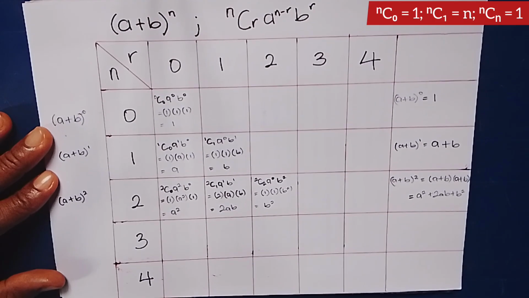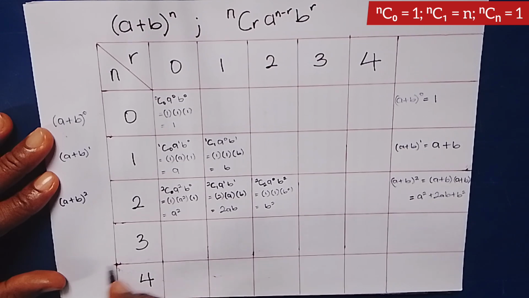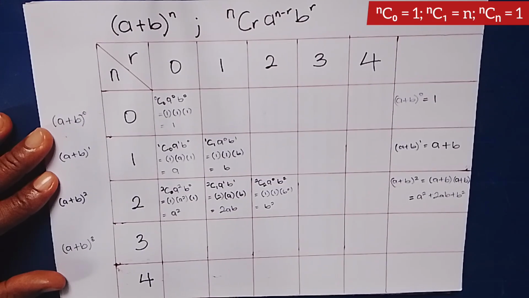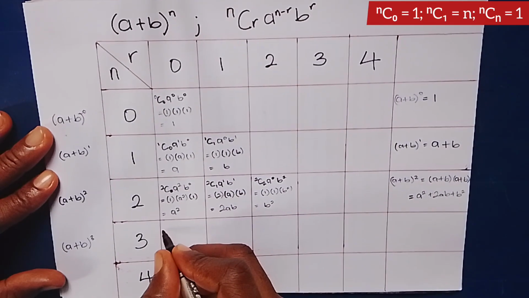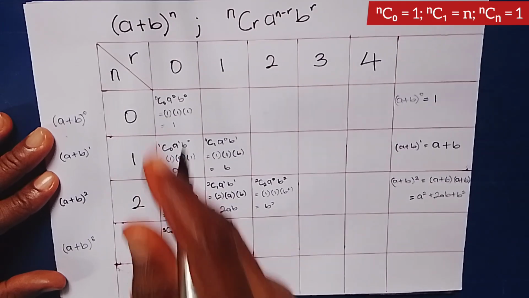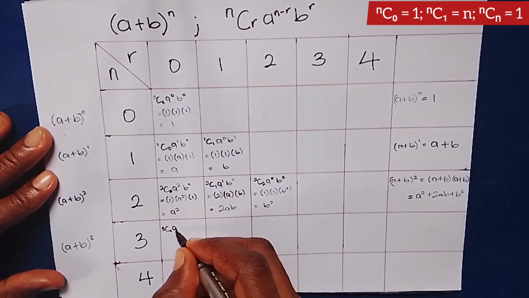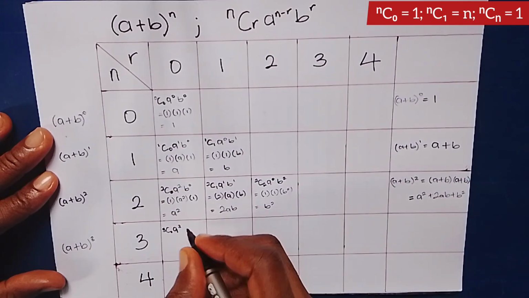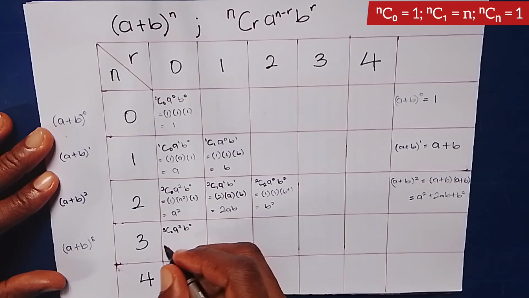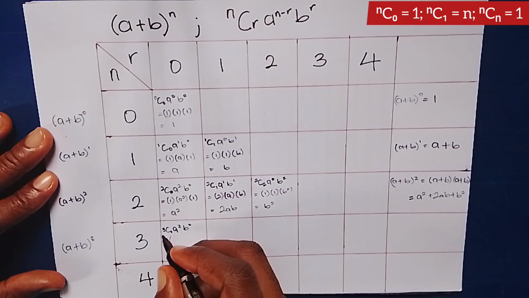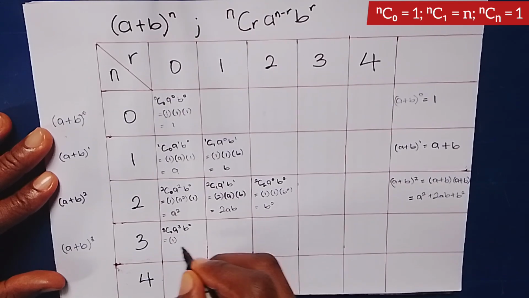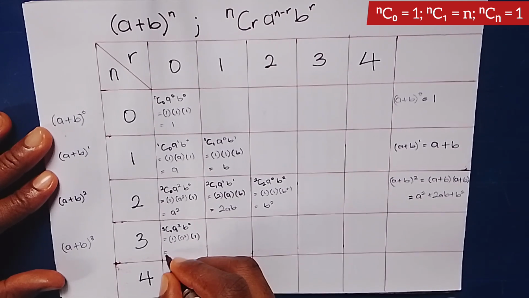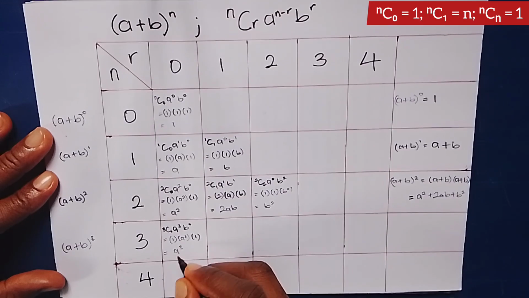So let's move on to 3. In this case, our n is equal to 3. That is (a plus b) raised to power 3. So using this formula for each term, we have 3 combination 0, with 0 for r. So we have a raised to n minus r, that is 3 minus 0, we have 3. Then b raised to power r, which is 0 here. So 3 combination 0 is 1. Then we have a cubed, b raised to power 0 is 1. And then here we have a cubed.